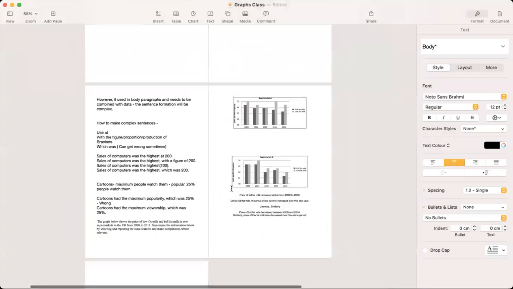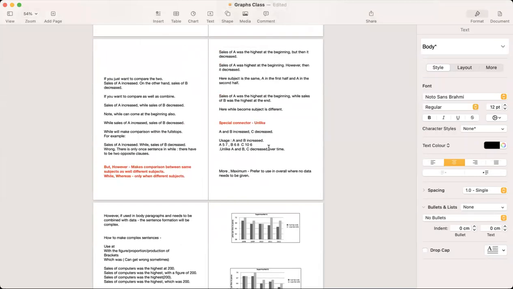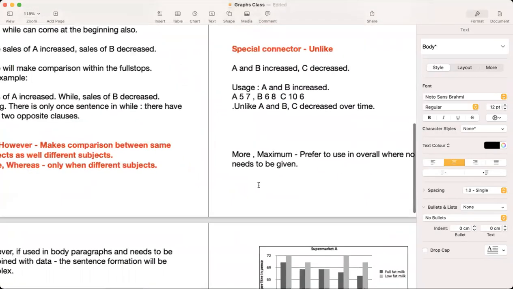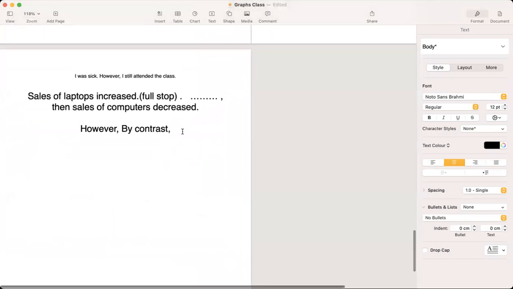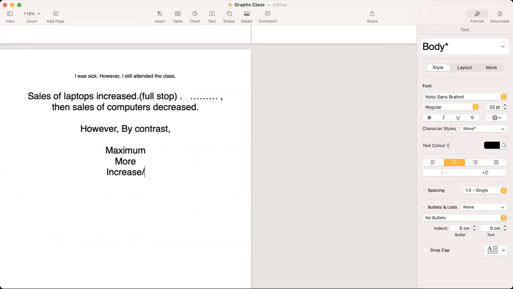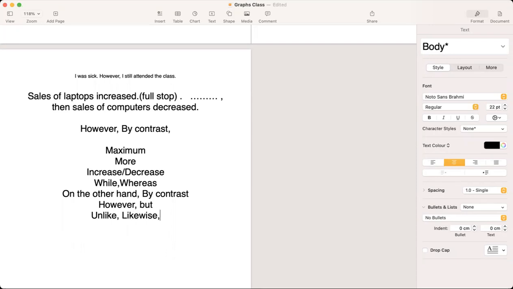Chalo, so we'll continue to the next part. This part is over. You have done all the comparison words that I use in my graphs. So now you know all the words. I'll write them all down. You know when I use maximum, more, increase, decrease, while or whereas, on the other hand and by contrast, however and but, unlike, likewise and similarly. We have done all this till now. This is all that's been covered till now.